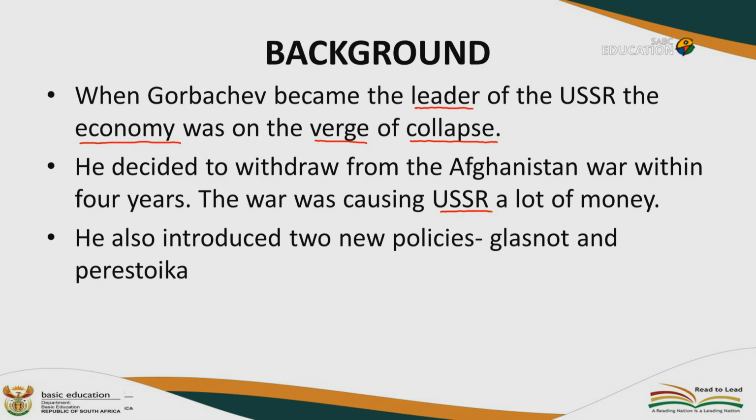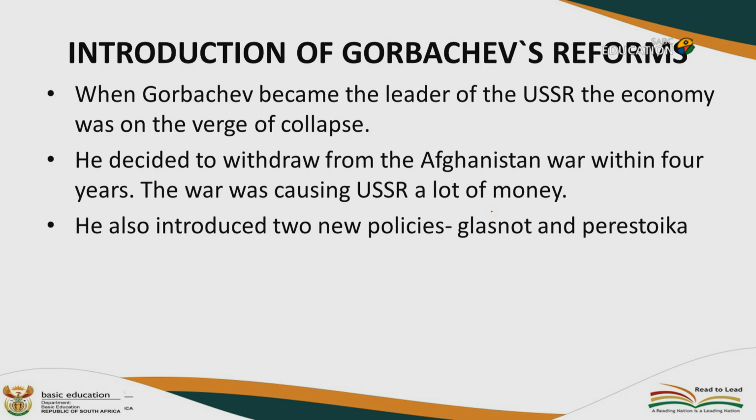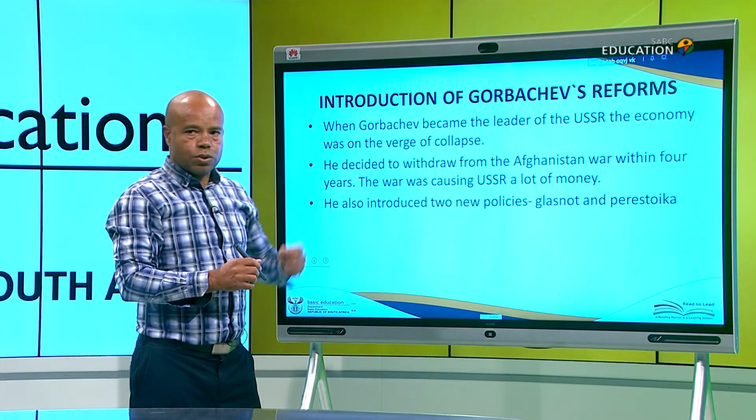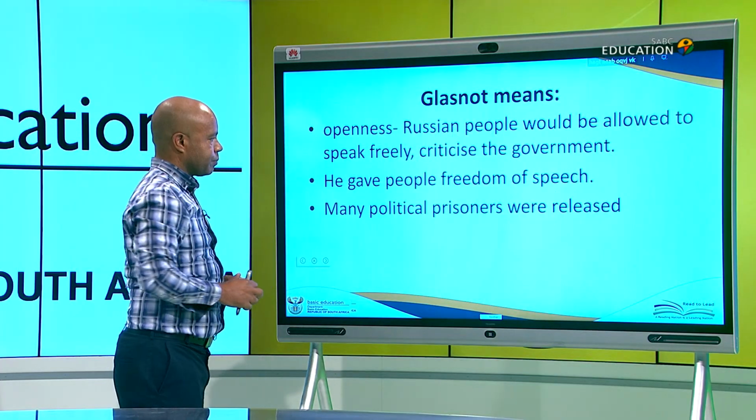So when we move over now to Glasnost and Perestroika, we need to understand how Gorbachev introduced these reforms. Very important. When Gorbachev became the leader of the USSR, the economy was on the brink of collapse. For that reason, he had to introduce Glasnost and Perestroika. He decided to withdraw from the war in Afghanistan. Why? Because it was too costly. Then he introduced the two policies.